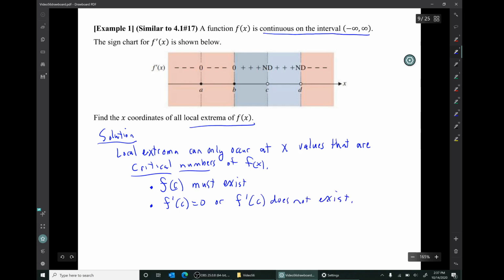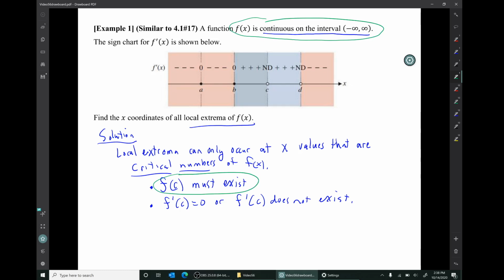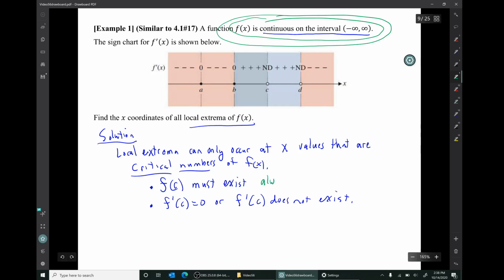So those are the x values that we have to look for, because those are the places where local extrema can exist. Well, note that we're told that f is continuous for all real numbers. So this criterion that f(c) must exist is taken care of, because that's part of the criterion for f of x to be continuous. So this first statement is always true because f of x is continuous for all real numbers.